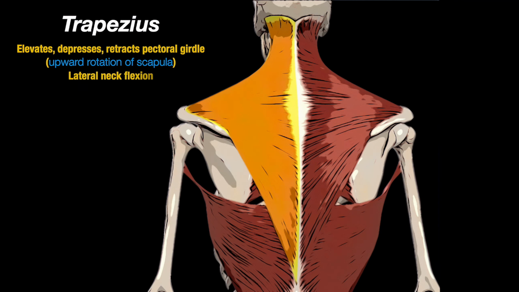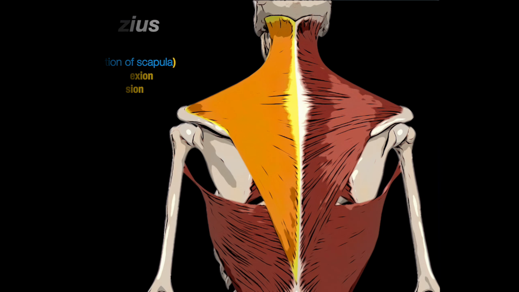During unilateral contraction, it laterally flexes the head and neck to the same side. During bilateral contraction, it extends the head and neck. Overall, the trapezius muscle can be tested by elevating the pectoral girdle, i.e. shrugging the shoulders against resistance, during which it can be seen and palpated.